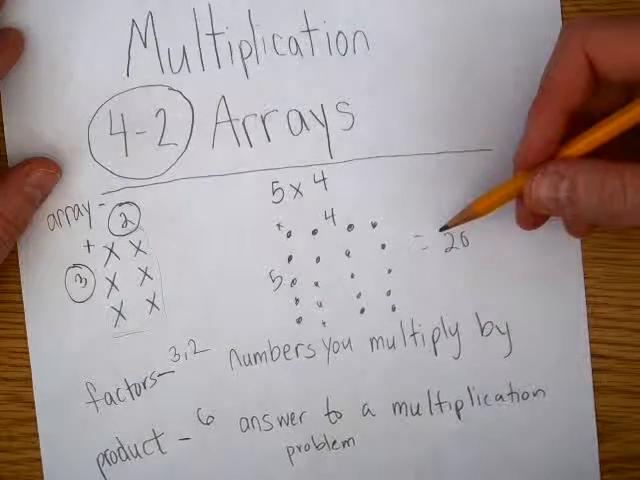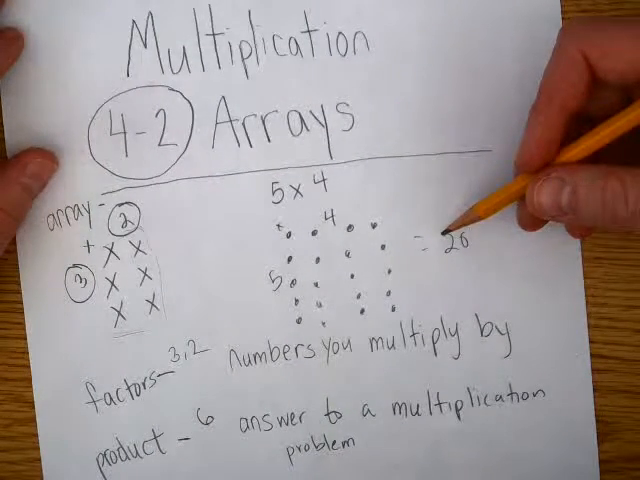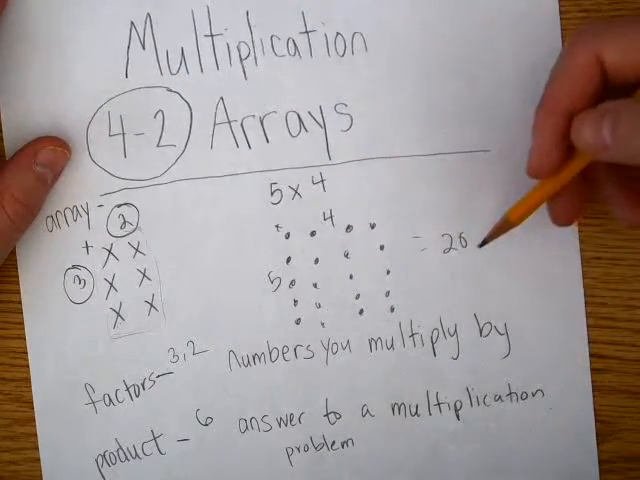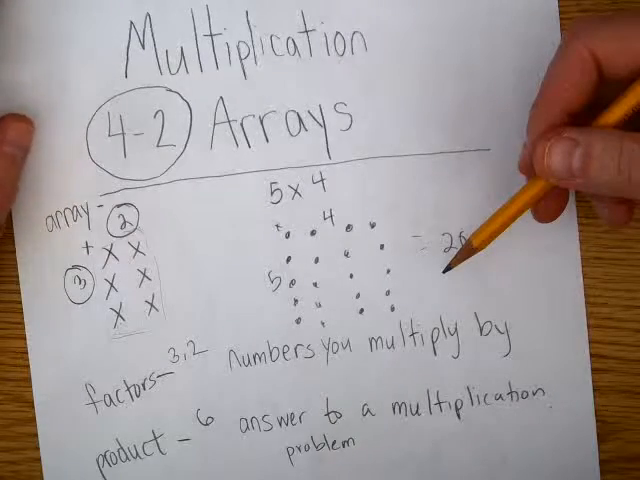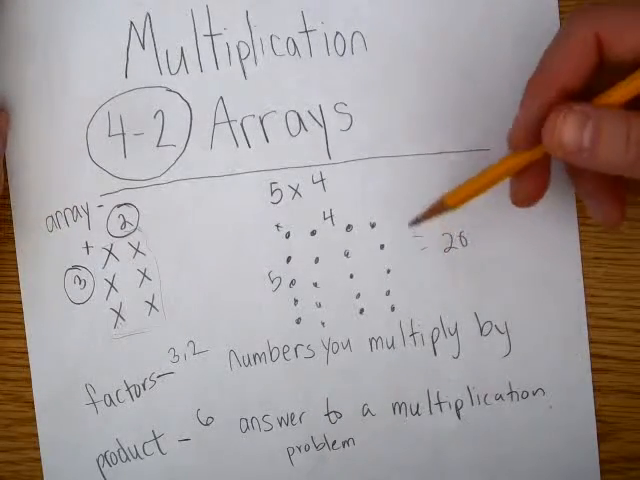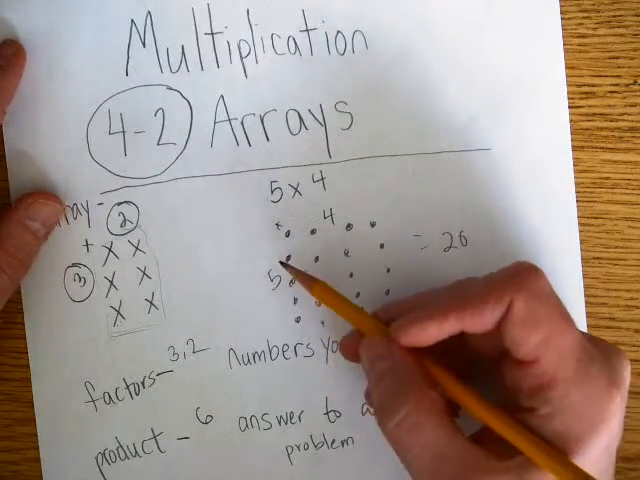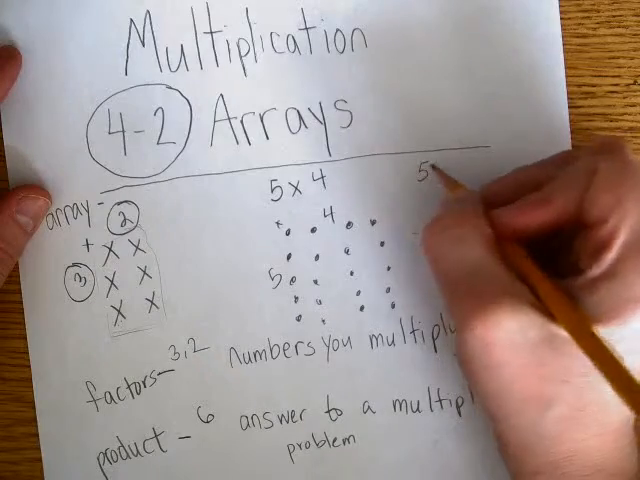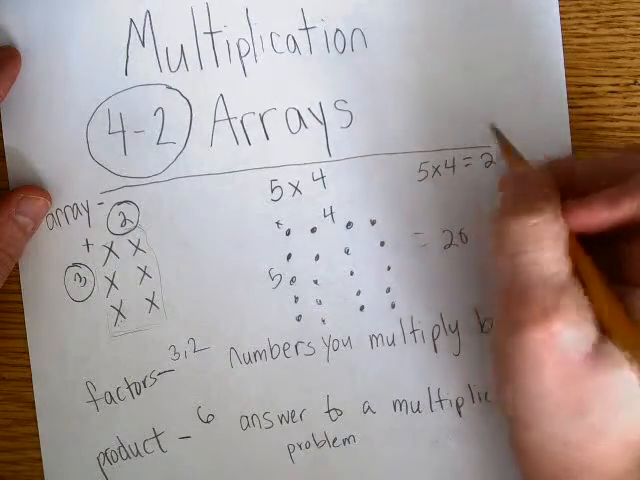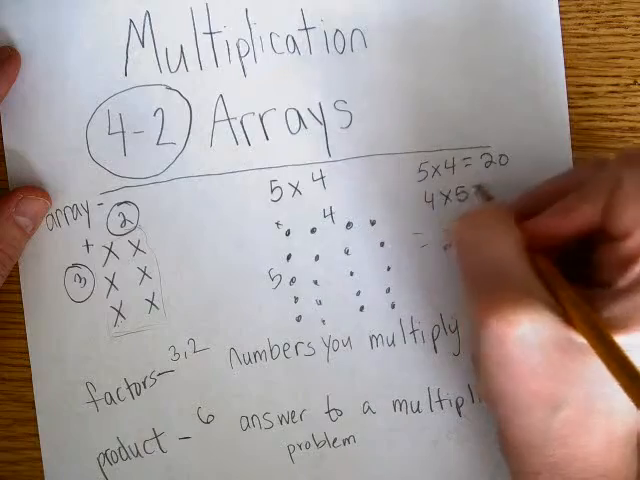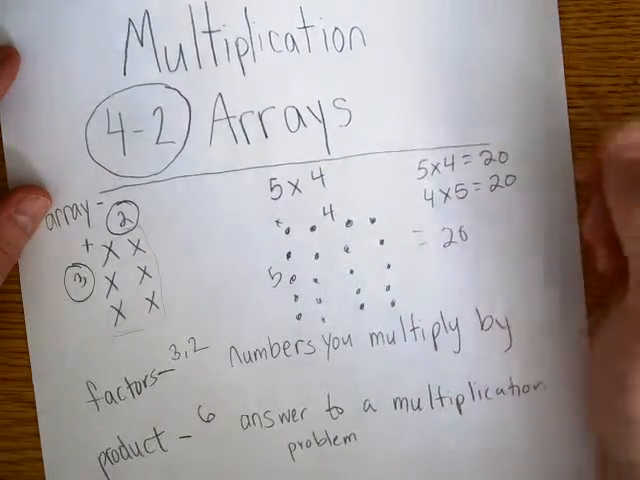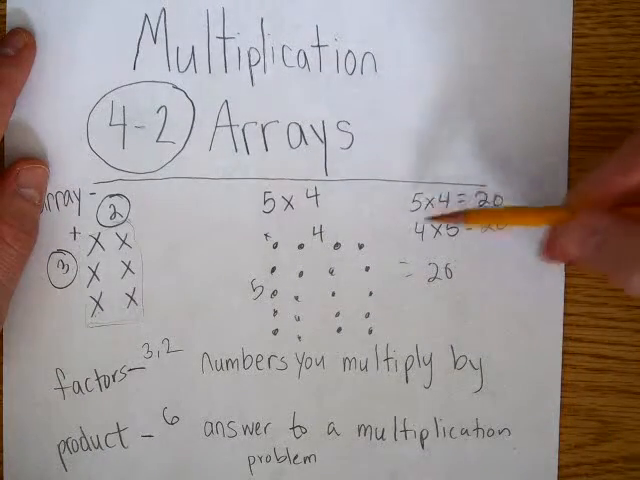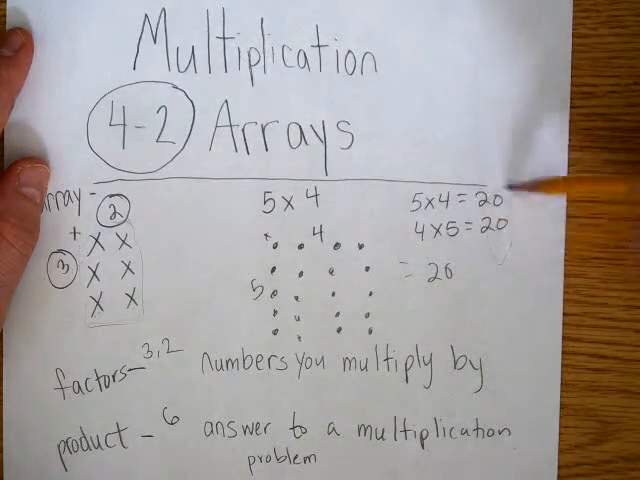We want them to write number sentences to model number stories. So if they read a number story, we want them to be able to figure out the actual number model. And we want them to model the turnaround rule for multiplication using an array model. So the turnaround rule would basically be 5 times 4 equals 20, and also 4 times 5 equals 20. So we can turn multiplication facts around to get the same answers.